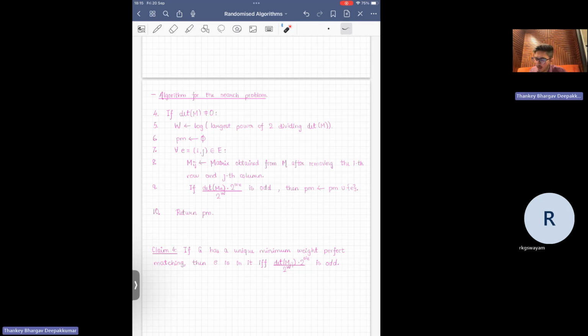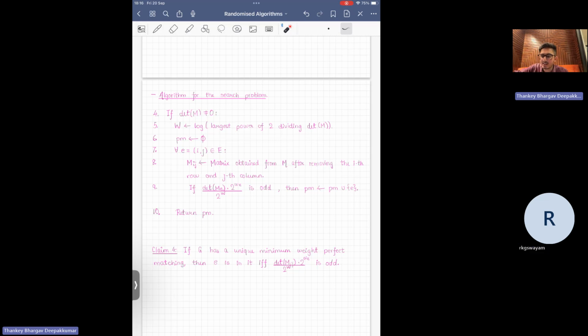Then what we do is, for every edge E in the edge set, let Mij be the matrix obtained from M after removing the ith row and the jth column. So Mij is the matrix corresponding to the ijth minor. By the way, what does Mij sort of correspond to?